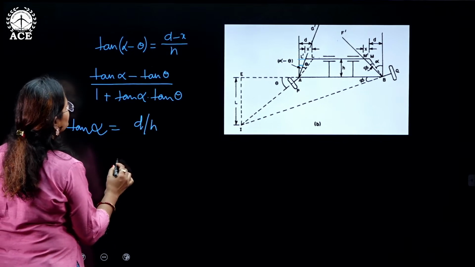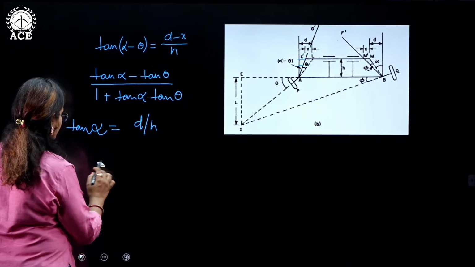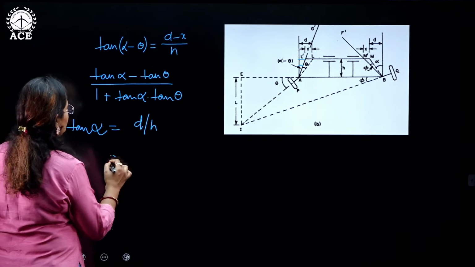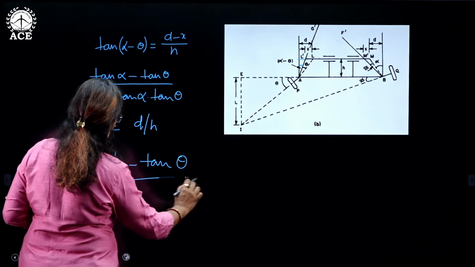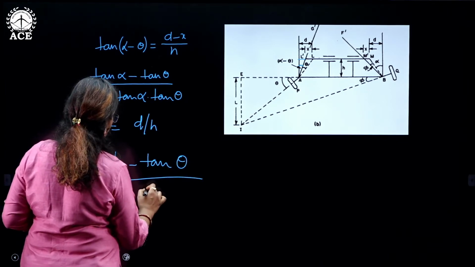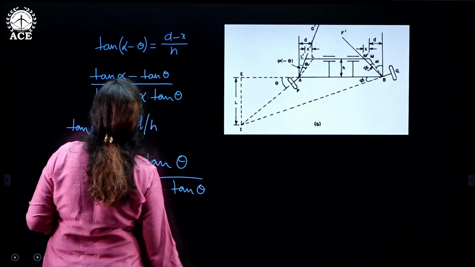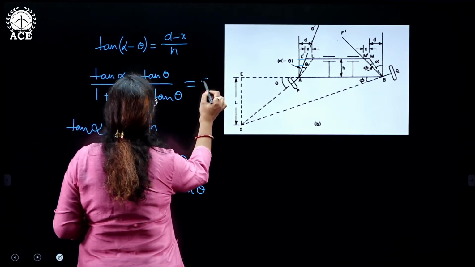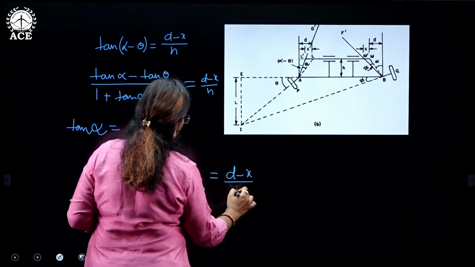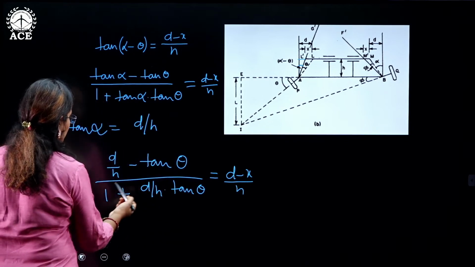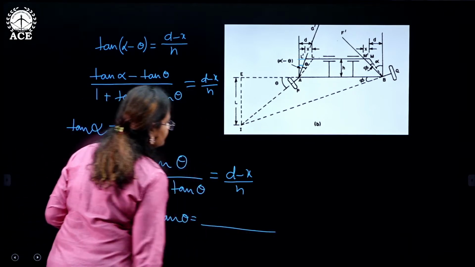So if I substitute in this equation, you will get, let us say, d by h minus tan theta by 1 plus tan alpha, which is d by h into tan theta, which is equal to d minus x by h. So if you take this, tan theta is equal to, you will get an equation.